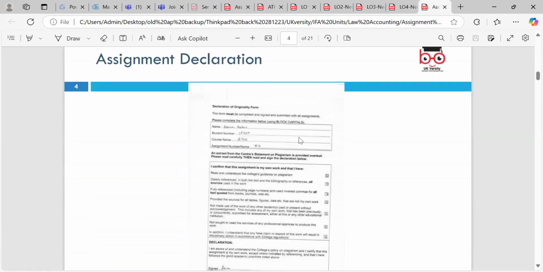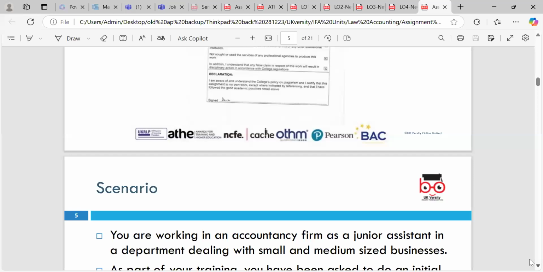Your declaration form needs to be signed at the top of the assignment, because a declaration means it's my own piece of work and I'm not copying someone else's data. The declaration form is available on our Moodle.